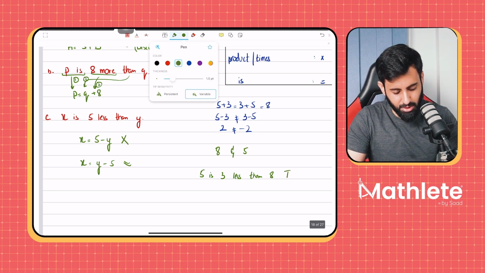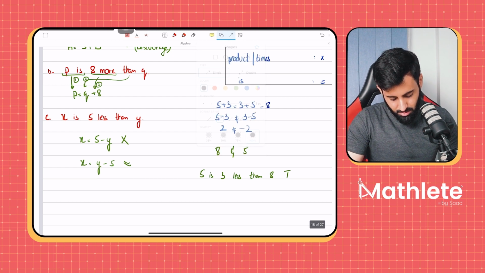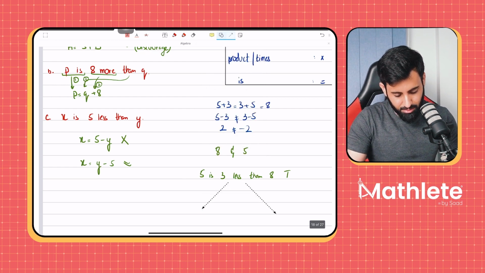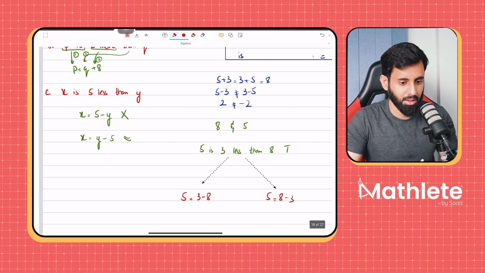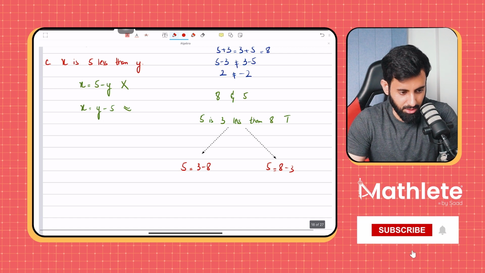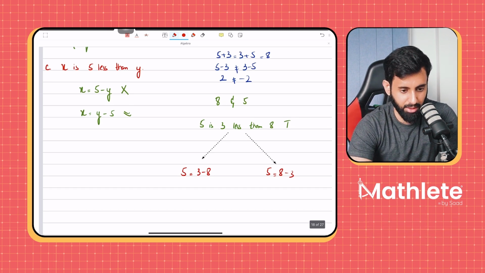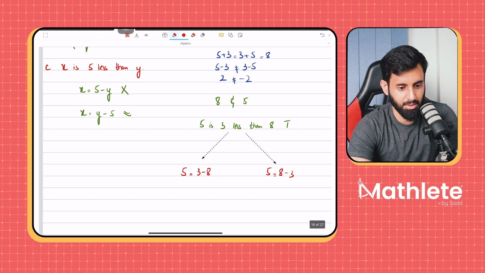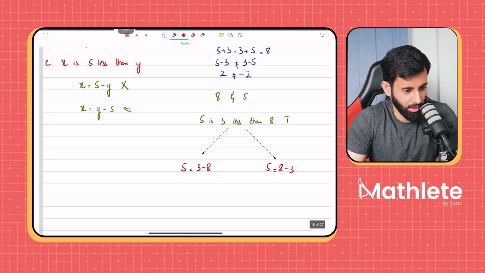Now, how will I make an equation out of it? Tell me what is the correct way to make an equation out of this. Okay. Is it 5 equals 3 minus 8? Or is it 5 equals 8 minus 3? There you go. It's 8 minus 3, which is equal to 5. Okay? Or 5 equals 8 minus 3. Doesn't matter how you write it. So, does that help, Ira? Okay, great. So I hope that's settled.